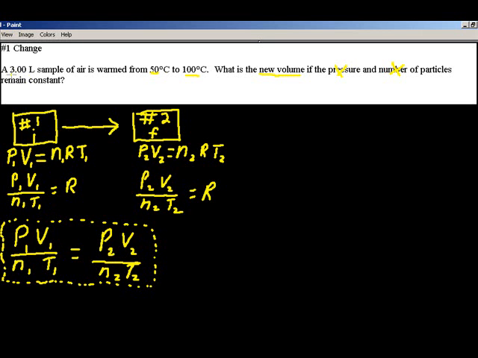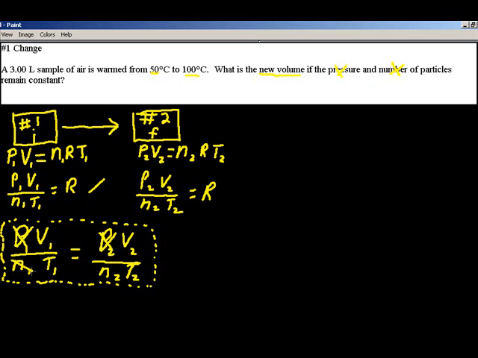You say, right, we have a container that has 3 liters in it, and we notice that the temperature is going to change. Now in this case it was nice and it told you that the pressure and the number of particles remain constant. So if the pressure is constant, we can dump the pressure values out. They cancel out.